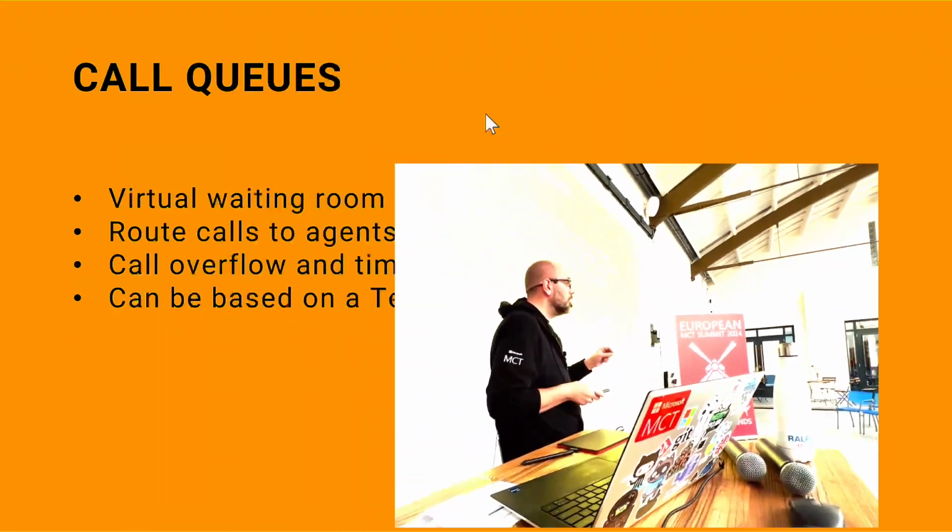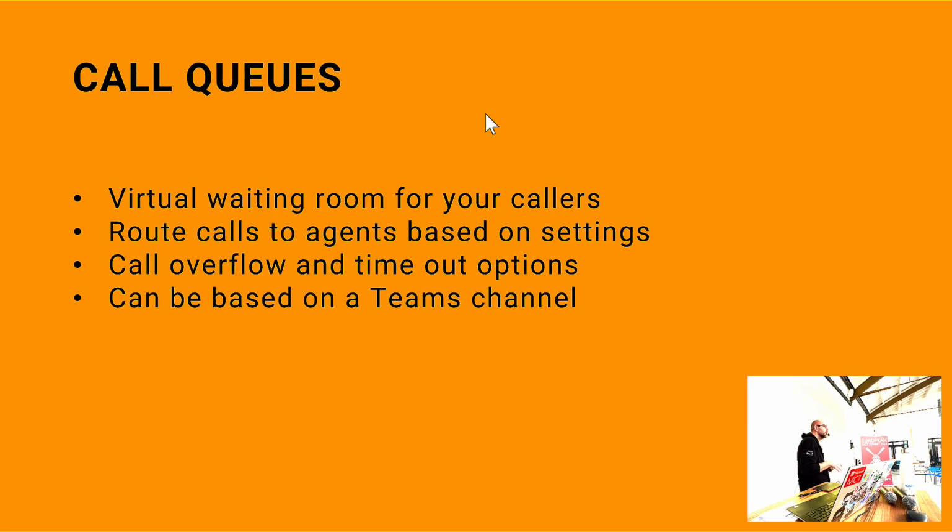The other option for your call flows is the call queues. Call queues are basically a virtual waiting room for all the people dialing in. They will be told to have a seat, and one of the agents will come and pick them up out of that waiting room, one by one. So this is how you route a call to an actual agent based on the settings you provide.